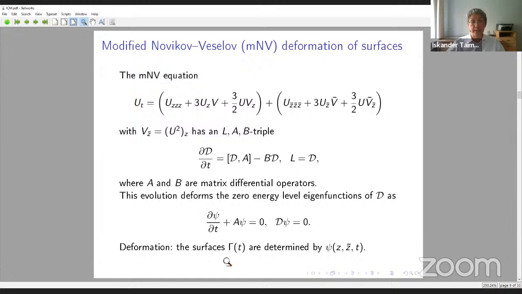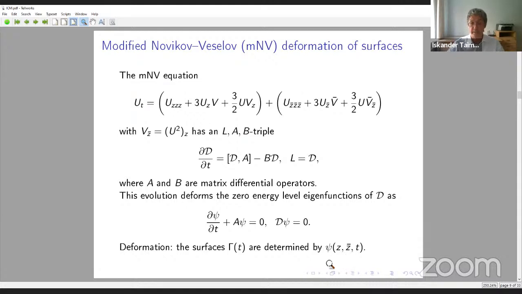Deformation means the following. We take the surface gamma naught, which is constructed from some function psi at the zero moment of time, and then take the solution of the modified Novikov-Veselov equation with this soliton, and start to deform psi corresponding to this solution. Then at any moment of time, we have the surface gamma t, which is determined by the Weierstrass formula up to translation periods by this spinor psi at this moment t.